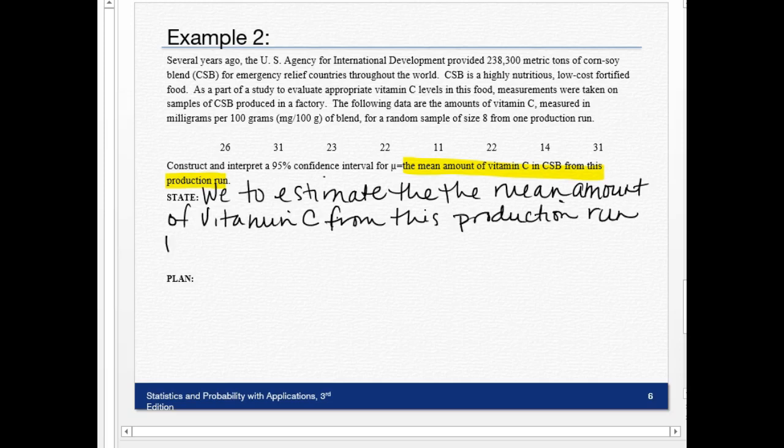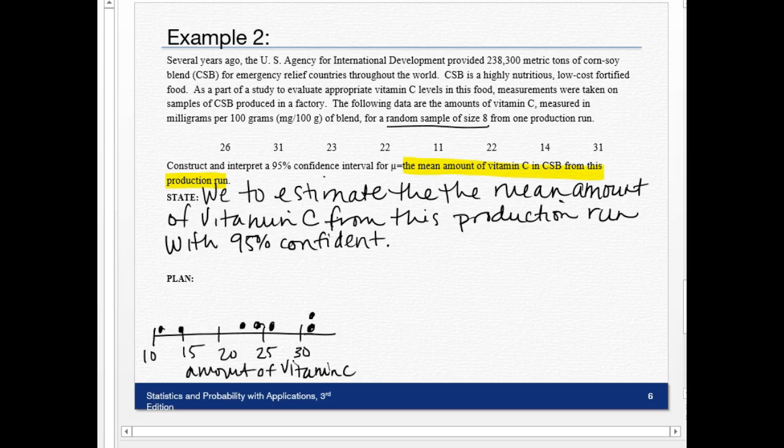That's what we want to estimate, and with what level of confidence. With this 95%. So remember, you have to tell me what it is I'm estimating and with the level of confidence, fully in context. Okay, so on our plan step, we need to explain what we're going to do.